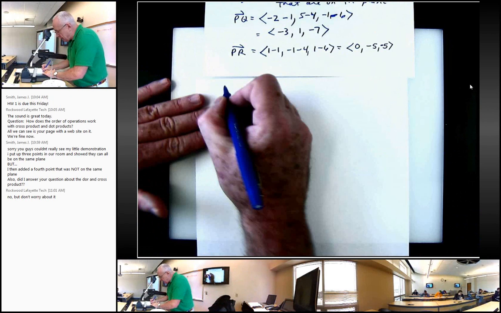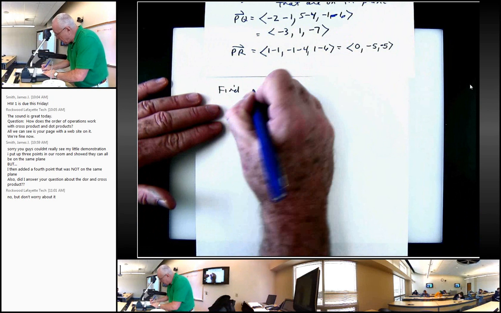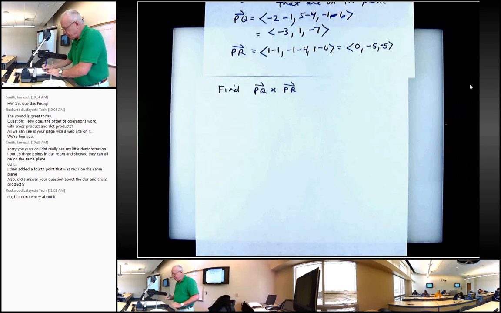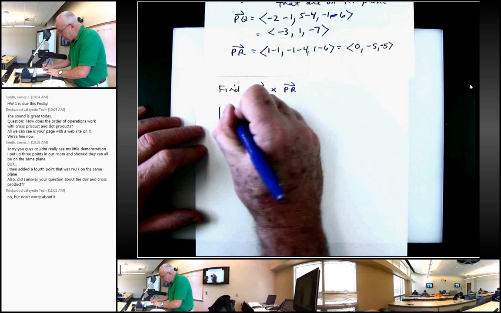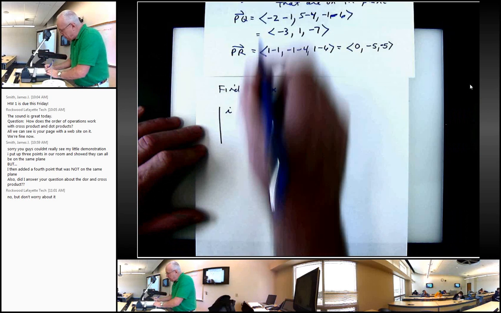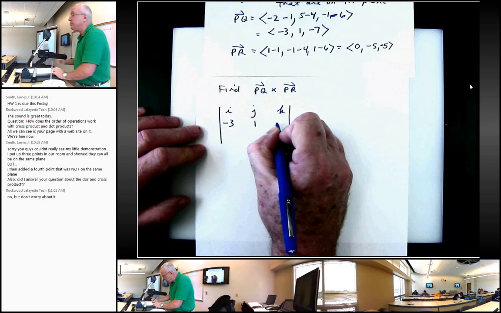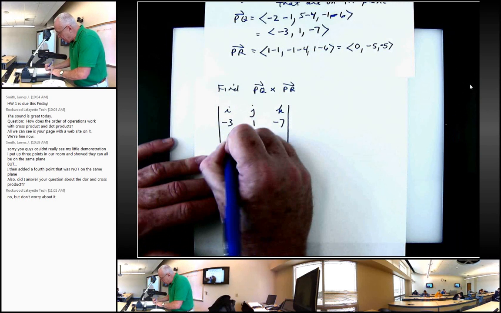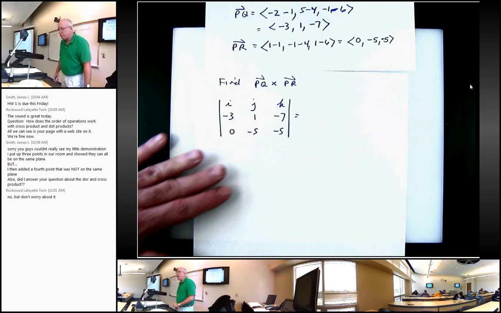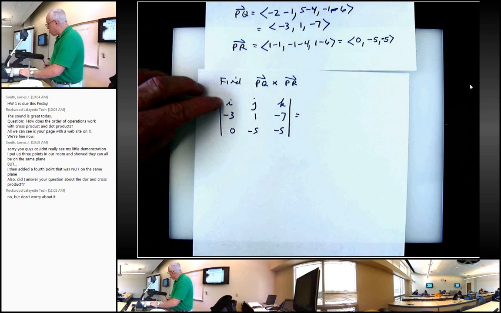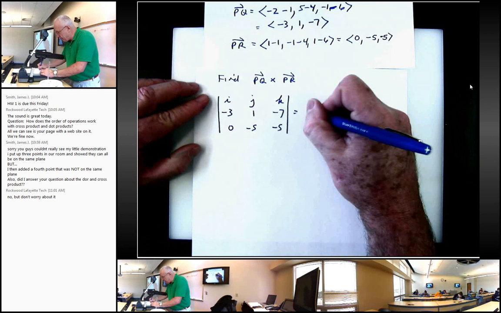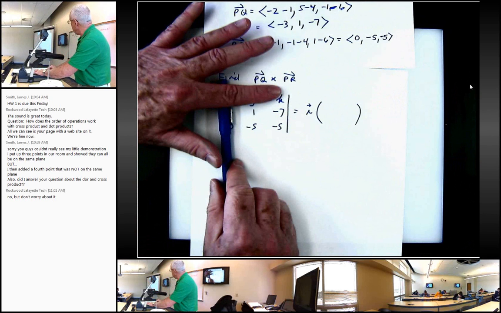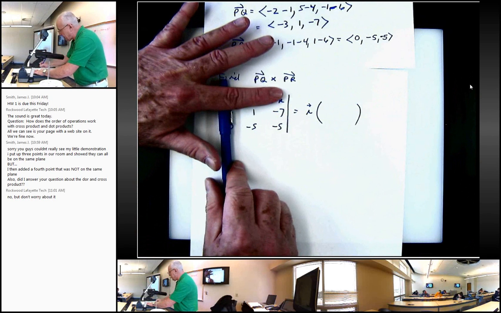So now we're going to find PQ, that displacement vector, cross the other one, cross PR. So we do our determinant business here. I, J, and K, PQ is going to be -3, 1, and -7. And PR is 0, -5, and -5. Okay, go through the first row there, and so we write down I, the I vector, and we're going to be multiplying that by the determinant. Let's see, we're going to have -1 times -5, -5.